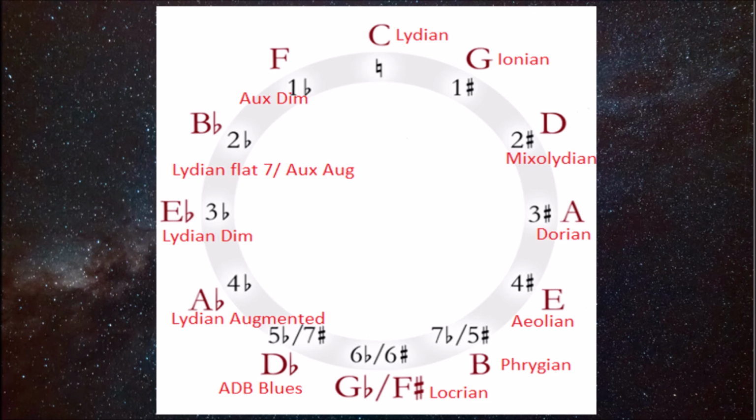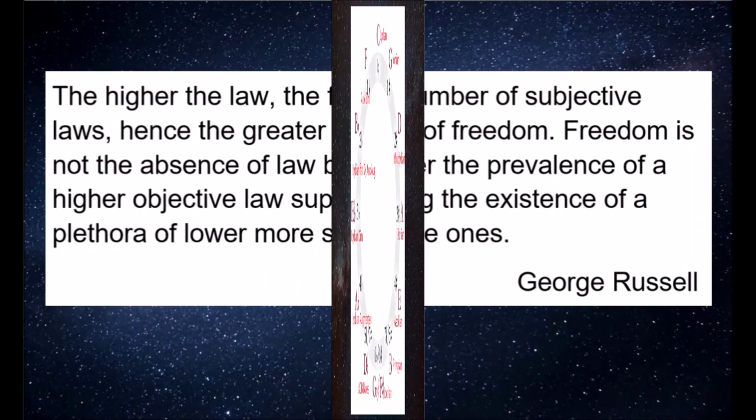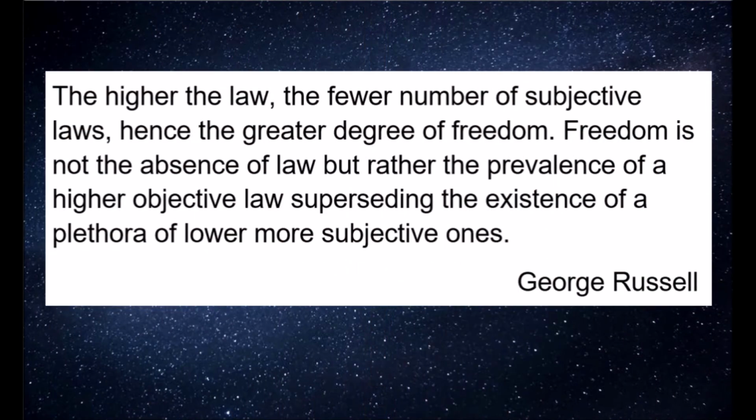Talking about freedom, in his book, Russell said, I quote, "The higher the law, the fewer number of subjective laws, hence the greater degree of freedom. Freedom is not the absence of law, but rather the prevalence of a higher objective law superseding the existence of a plethora of lower, more subjective ones."